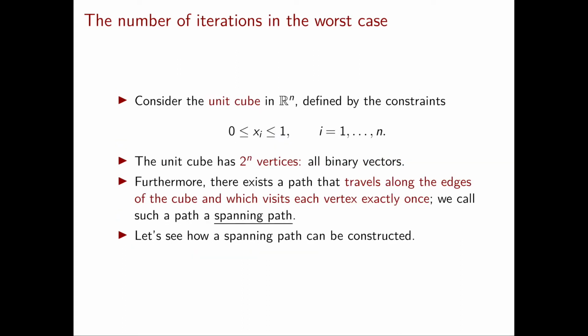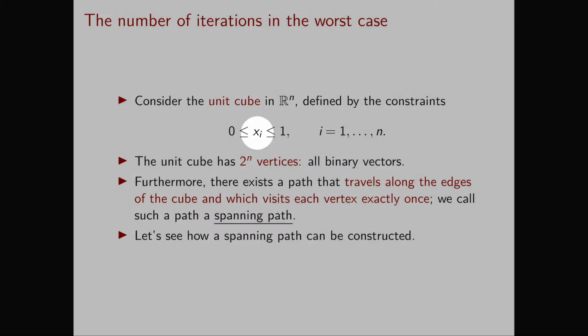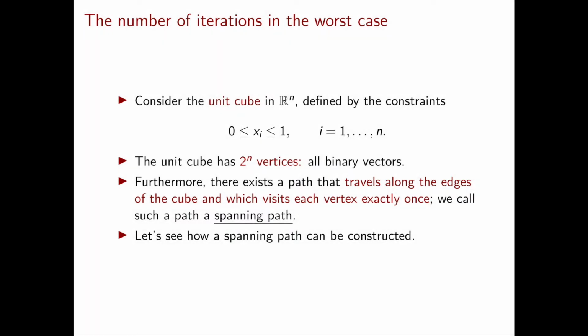In order to describe such a polyhedron, we start from the unit cube in Rn. The unit cube already has many of the characteristics that we want in our polyhedron, but not really all of them. So later on, in a few slides, we will slightly modify such a unit cube. But for now, let's just focus on the unit cube in Rn, which is defined by the constraints xi between 0 and 1 for every i.